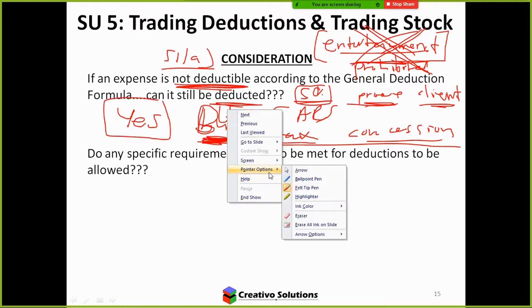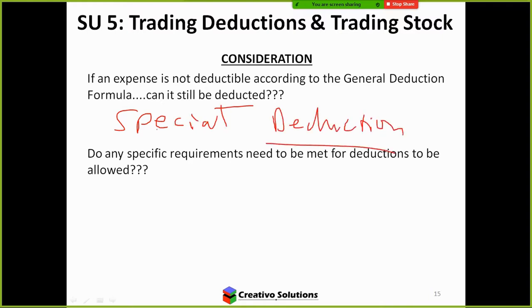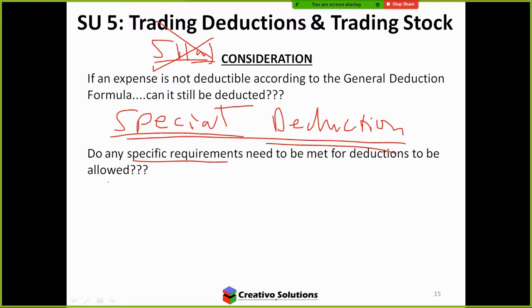And what do we call those things? Well, concessions, but something else that we're going to be looking at is a special deduction. A special deduction is something that SARS will allow you to deduct, even though they know it's not allowable in terms of Section 11A. So it doesn't meet the general deduction, that falls flat, but they still allow you to deduct it as a special deduction.